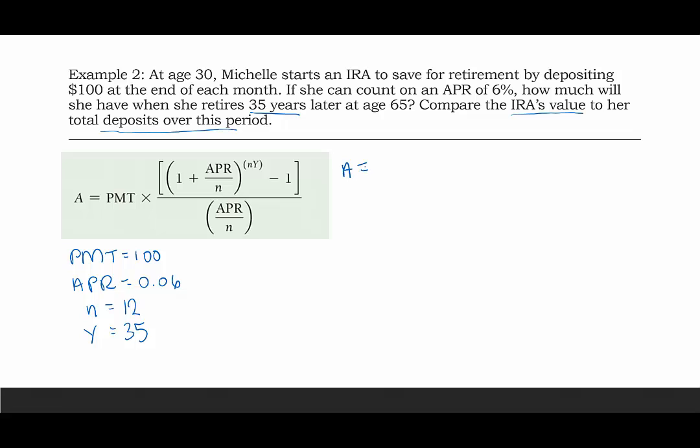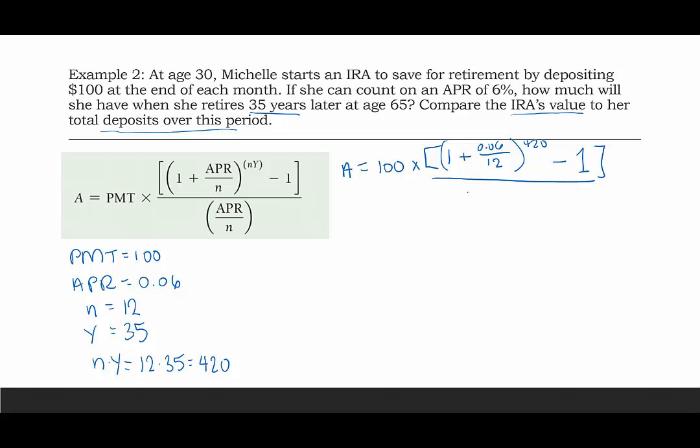Okay, here we go. The amount after 35 years will be 100 times 1 plus the APR, 0.06 divided by 12. This we're going to raise to the power of n times y. I'm going to just do n times y here. I'm not even going to put it in the formula because mistakes happen when we do that. So n times y will be 12 times 35, and 12 times 35 is 420. I'm going to plug that directly in, 420. We're going to subtract 1 from this monstrosity, and then divide by the APR, 0.06 over 12. So we're cleaning up the numerator all in one fell swoop.